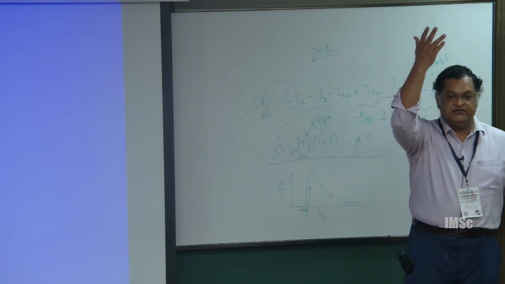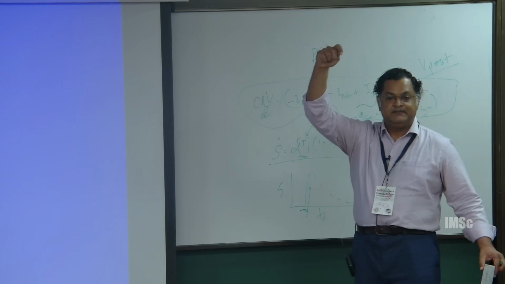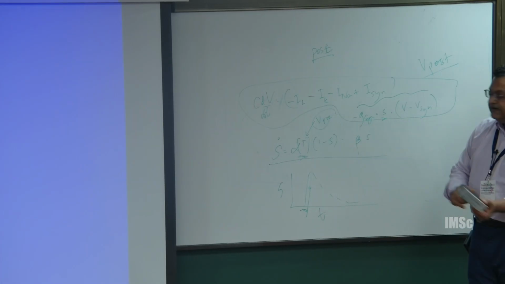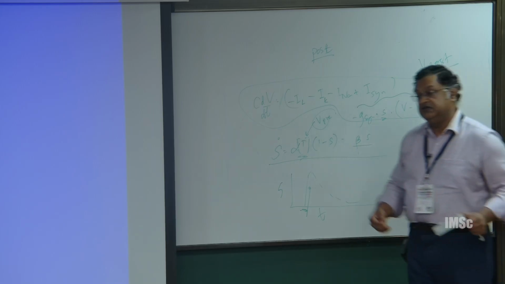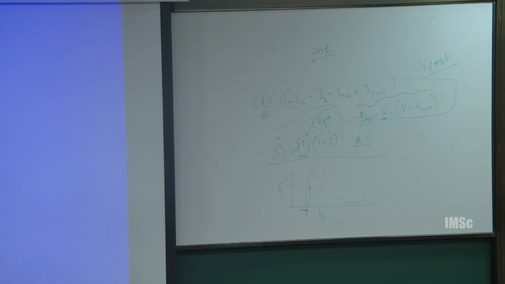Whenever the presynaptic neuron fires, S is driven up. If it fires again, S is driven up again. And this is an intrinsic decay constant. So, you can have fast synapses which last a few milliseconds, or you can have slow synapses which last several, perhaps even 100 milliseconds.